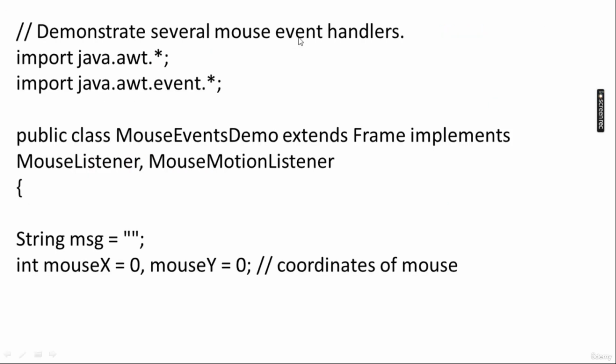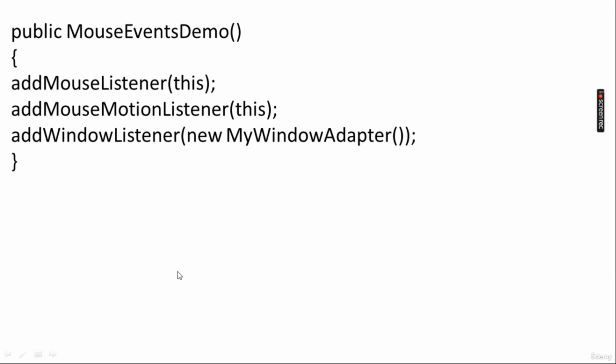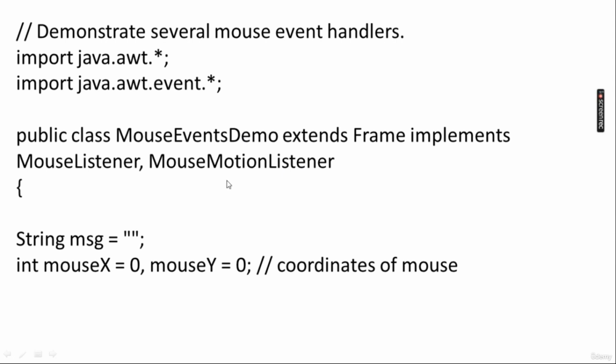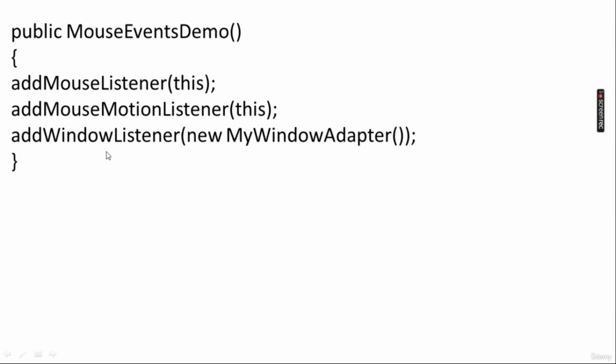Okay, so we will start with these two interfaces' implementation. MouseEventsDemo extends Frame, implements MouseListener, MouseMotionListener. The message is here, and the X and Y coordinates to store the X and Y coordinates. Then in MouseEventsDemo, addMouseListener, addMouseMotionListener, because this is implementing these two interfaces. addWindowListener, new MyWindowAdapter.